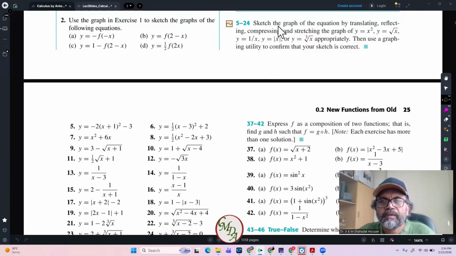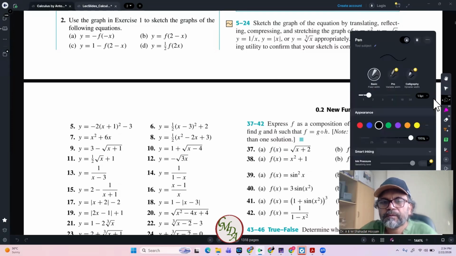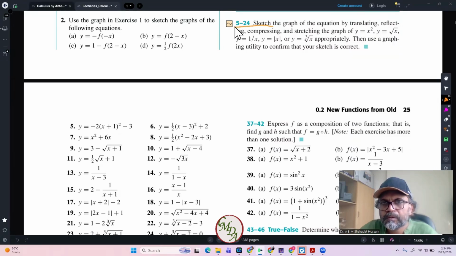So in this problem, it's asking to sketch the graph. Problem 5 to 25: sketch the graph of the equation by translating, reflecting, compressing, and stretching the graph of y equals x squared or the square root of x appropriately. Then use the graph utility to confirm that your sketch is correct.